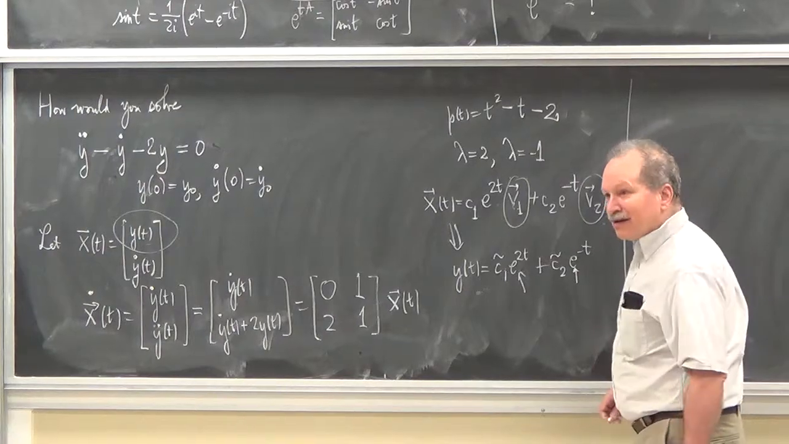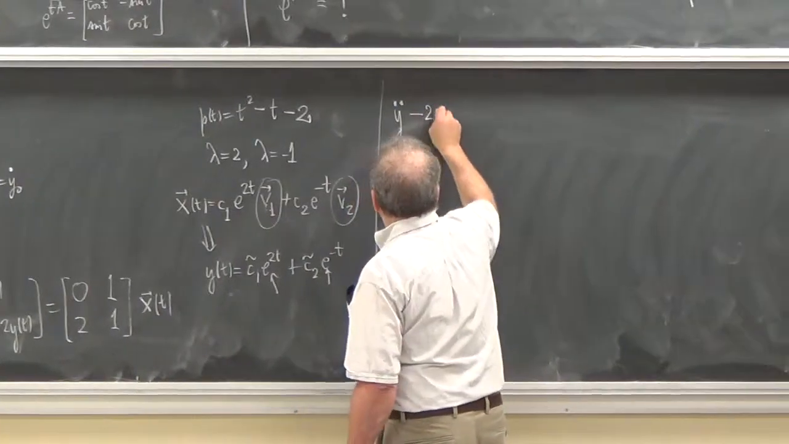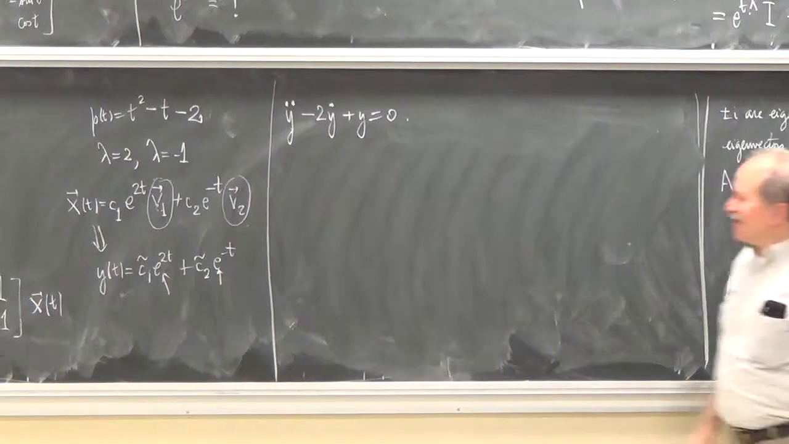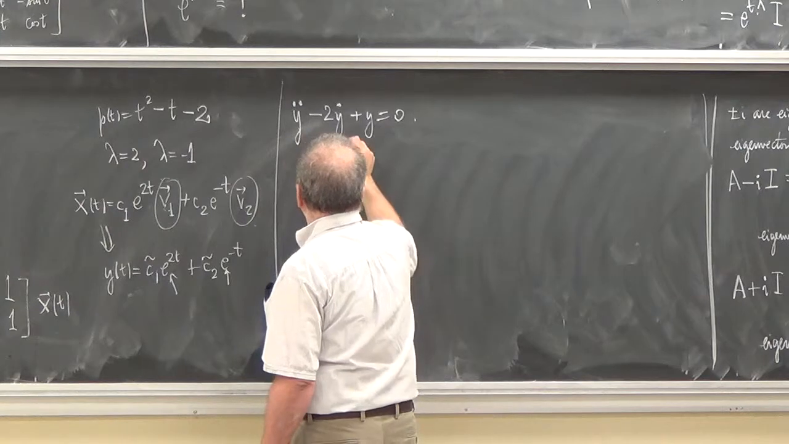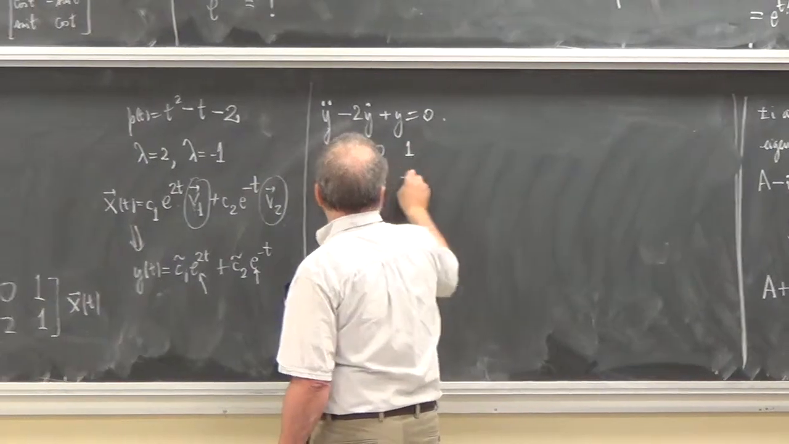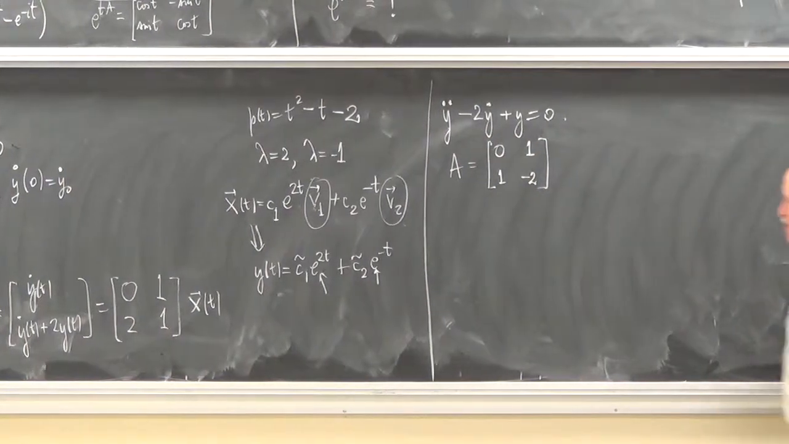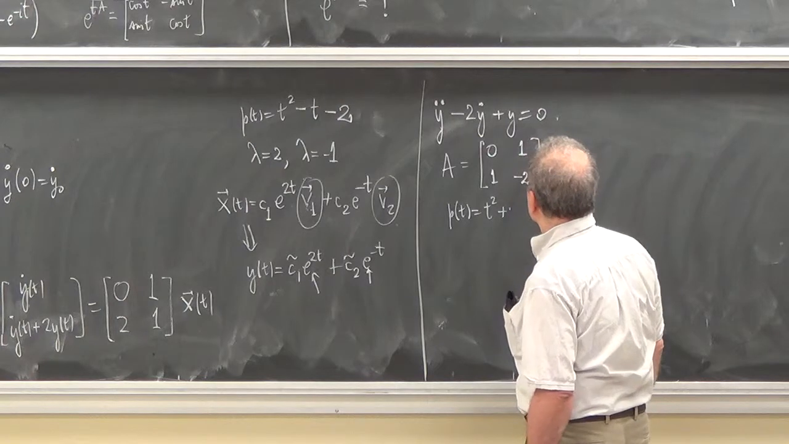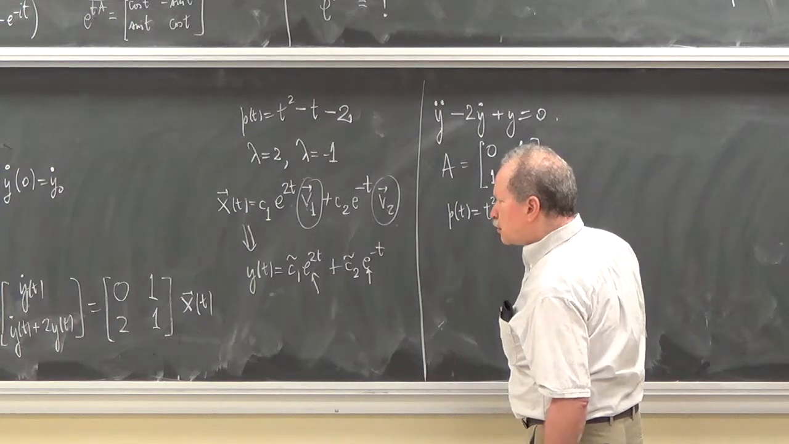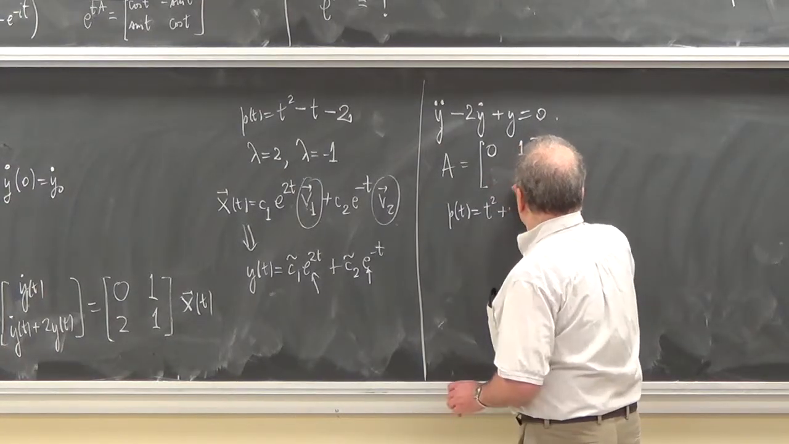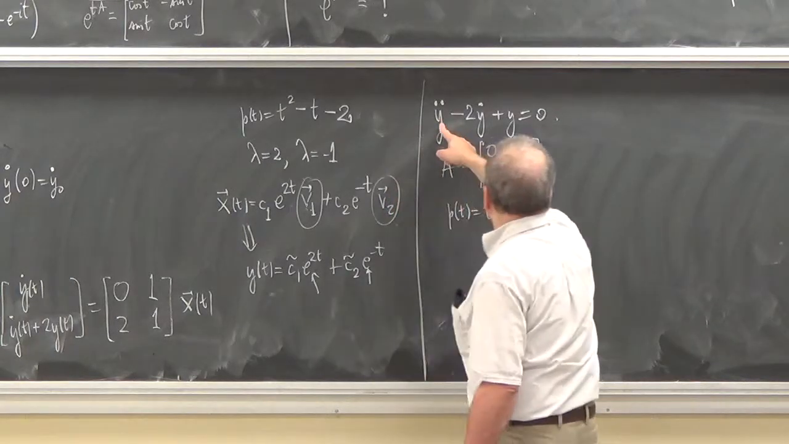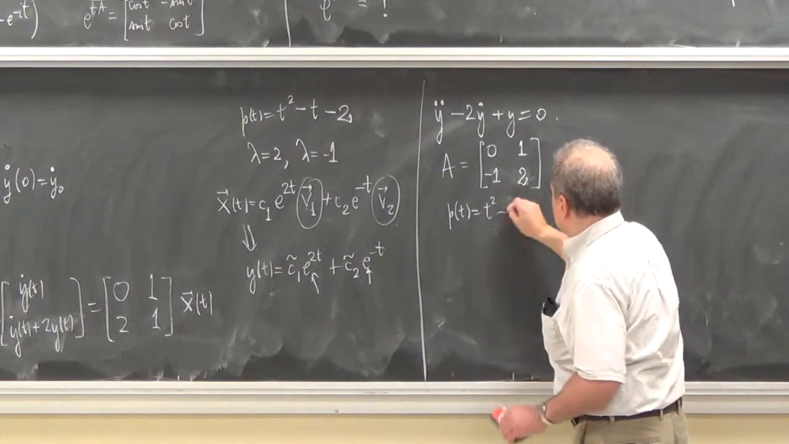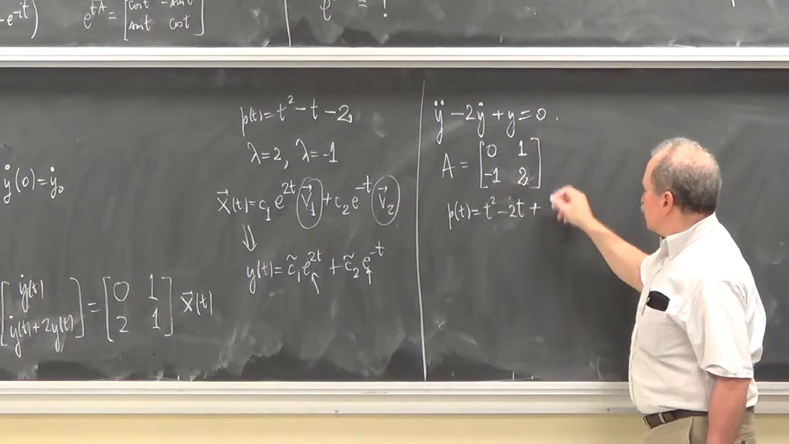Now, what would happen if I had this differential equation? Now I get the matrix 0, 1, 1, negative 2. And what's my characteristic polynomial? Uh-oh, I got it wrong. What did I do wrong? Someone's wrong here. What's y double dot? It's negative y plus 2y dot. There we go. So I get the characteristic polynomial t squared minus 2t plus 1.